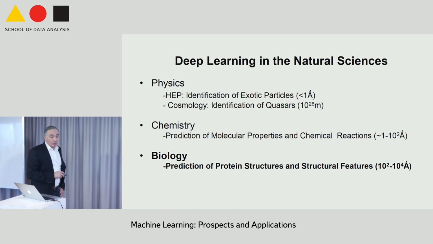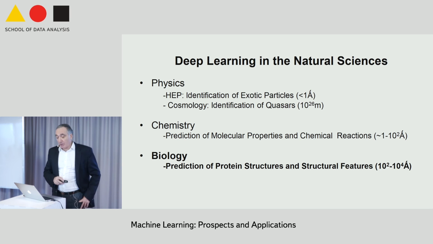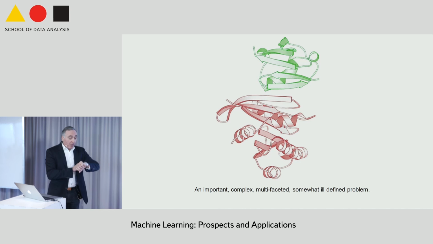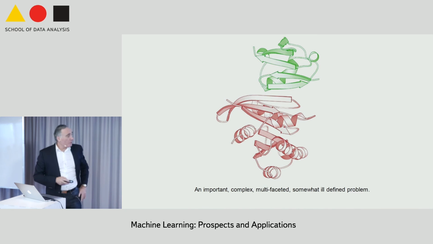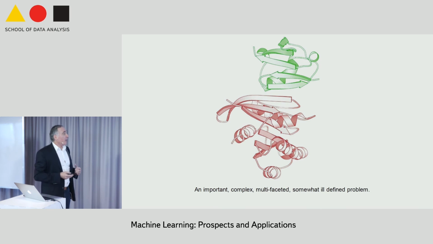Finally, let me shift to the third problem, which from an architecture point of view is perhaps the most interesting, which is the prediction of protein structures in biology. Protein structure prediction is a fundamental problem in biology. The structure determines which other molecule a protein may interact with, whether it's DNA, RNA, small molecules, etc., or other proteins.